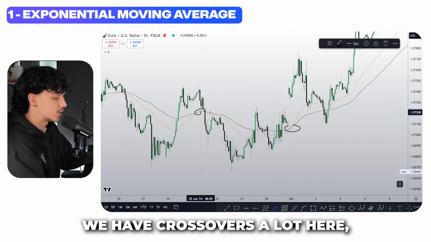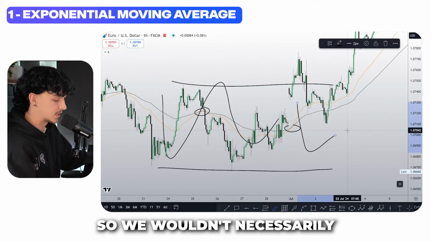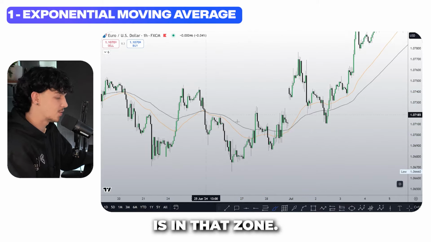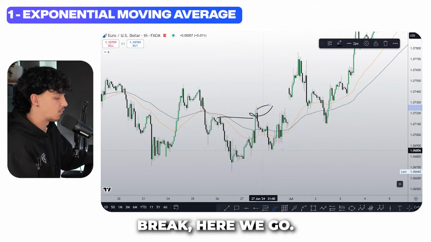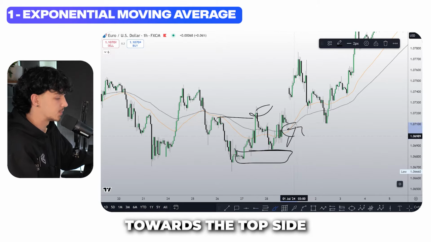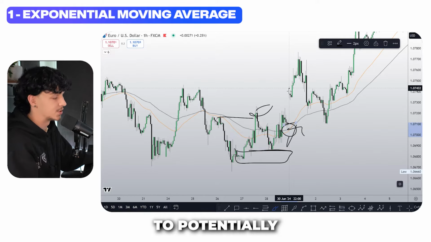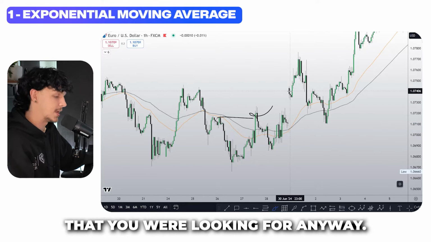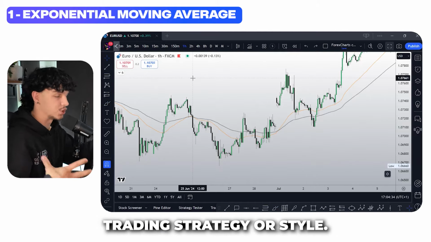And as you can see, we have crossovers a lot here, but we are in this consolidation phase, so we wouldn't necessarily be trading our EMAs in that zone. However, if we had a market break here, we got a retest into previous demand zones down here, and then the market was breaking towards the top side, and we got a cross over our EMAs there, then you can use that as an extra confluence to potentially look for the trades that you were looking for anyway. So I would recommend adding this to your current trading strategy or style.